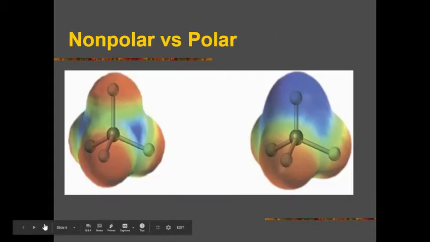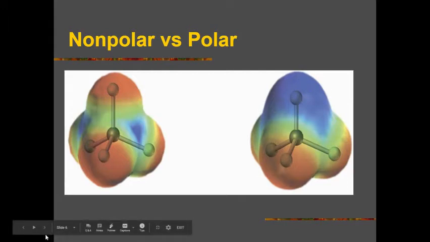And so it's showing that this would be nonpolar, where it looks like the distribution is equal on all parts of the molecule. This is polar, where we can see that we definitely have a different distribution on this side than we do with that.